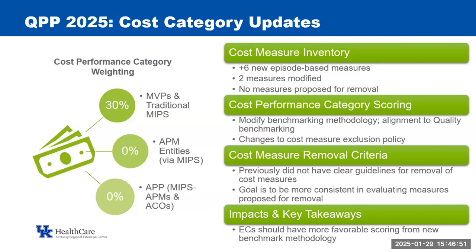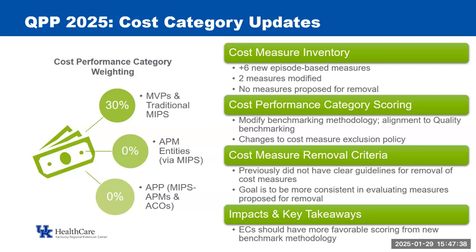Now, CMS did do an overhaul of the cost performance category scoring methodology. And I think it's going to be beneficial for a lot of clinicians out there in the community. CMS recognized that their current methodology was really hindering those practices, those clinicians who are being scored on cost measures if they were close to the national average. And so it was really skewing the results. So they are actually changing the methodology overall for this particular category. They're basing it on standard deviation from the mean of performance.